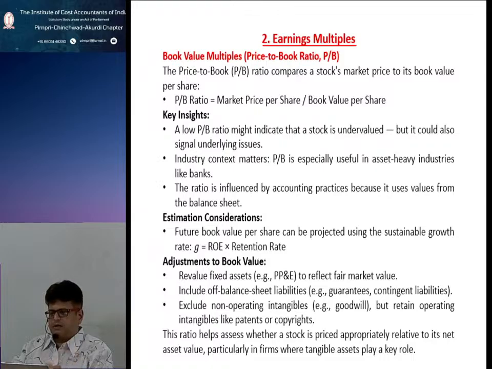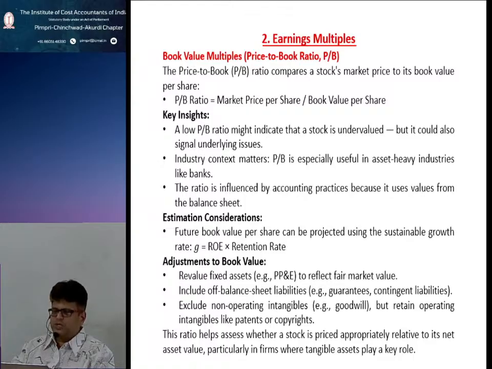Then another multiple that is being considered is the book value multiples. Book value multiples is the price to book ratio, that is the PB ratio. The price to book ratio or PB ratio compares a stock's market price to its book value per share. PB ratio is equal to market price per share divided by book value per share. So that's how the calculation is.